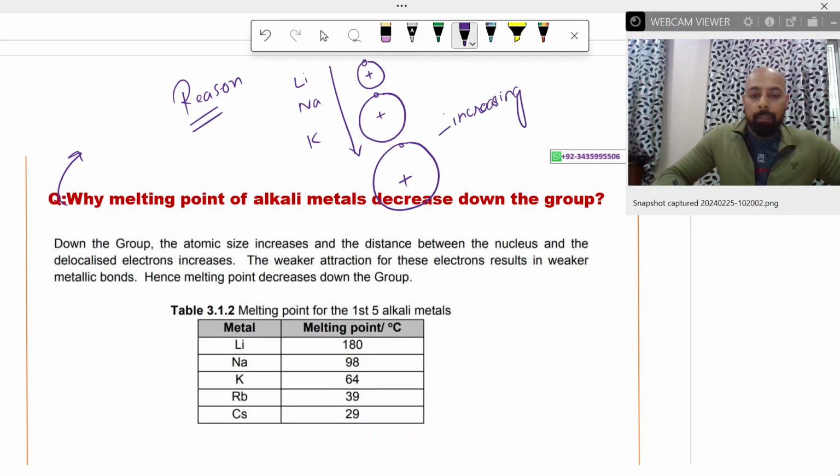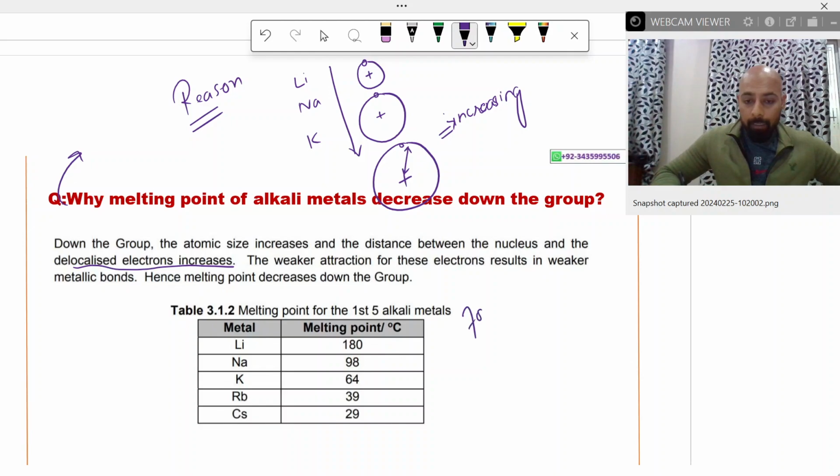It is increasing, right? So the size of the atom is increasing along the group, and you know that there is going to be weaker attraction between the nucleus and the valence electron, or you can rather say the delocalized electrons. So when there is weaker attraction between the nucleus and the delocalized electron, then ultimately it will result in lower melting and boiling point. You should know that the force of attraction between the nucleus and the delocalized electron decreases down the group.